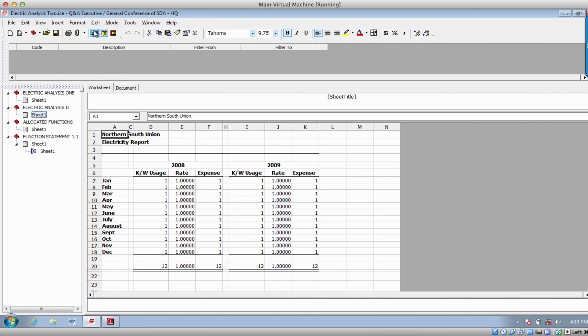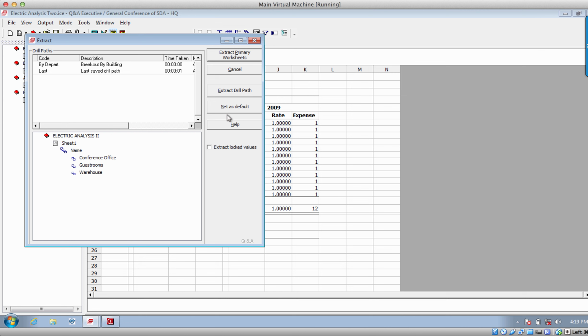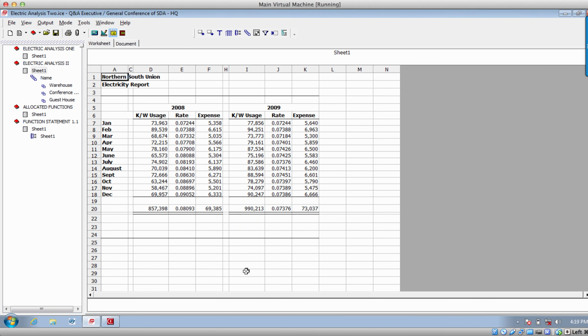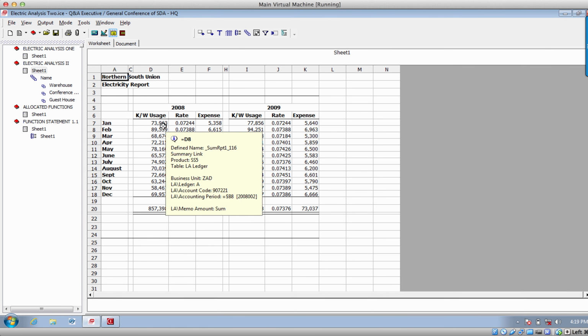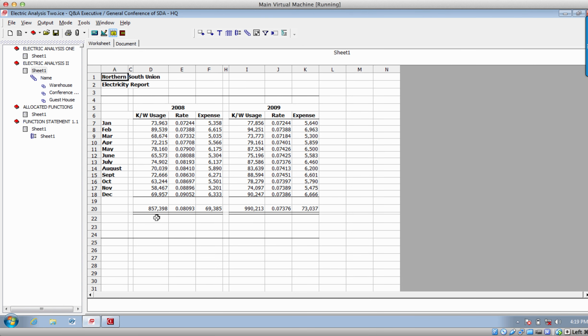So we could extract this report, and we could see several things. First off, we could see that the kilowatt usage in the last year was 857,000, and this year is 990,000. So we're using more electricity. In fact, the price of electricity has gone down. The average price for 2008 was 0.08 per kilowatt hour, and in 2009 it is 0.073. Okay, so this is my expense, but my expense is a product of the kilowatt hours I use times the rate gives my expense.